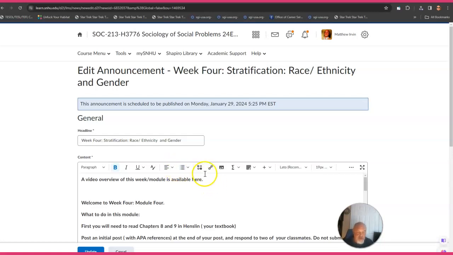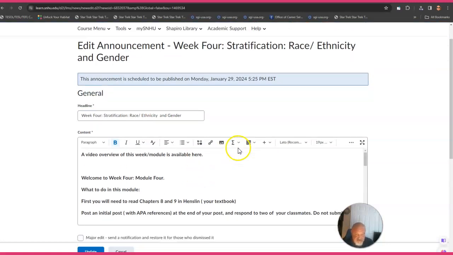In this module, we're going to discuss two systems of stratification that are present in social structure in the United States and other contexts around the world. That would be stratification based on race or ethnicity and stratification based on gender.